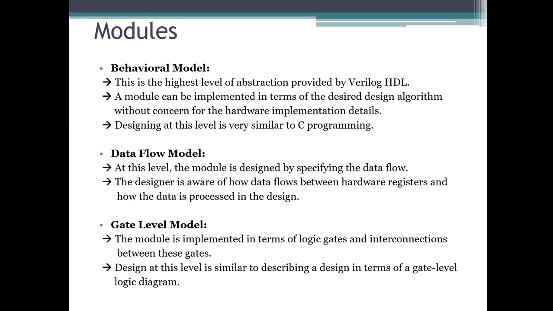You don't have to worry about the circuits and all, like what the design will be or how the data is flowing. There is no need to understand that. So this is the highest level of abstraction. We are going to see how we can write code in the behavioral model. So let's move further.